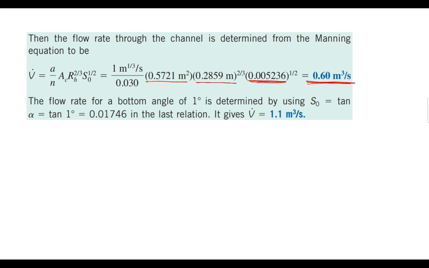if we change the slope, the bottom angle, from 0.3 degree to 1 degree, we have to determine the Q. So changing it, instead of 0.00523, it becomes 0.01746. So plugging into the equation, it will give us a Q of 1.1 cubic meters per second. Okay, so if you have a question for this example, you can just type in the reply portion of this post.